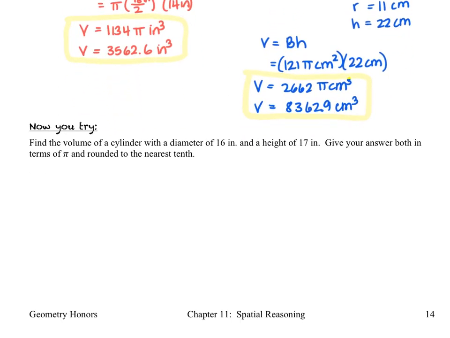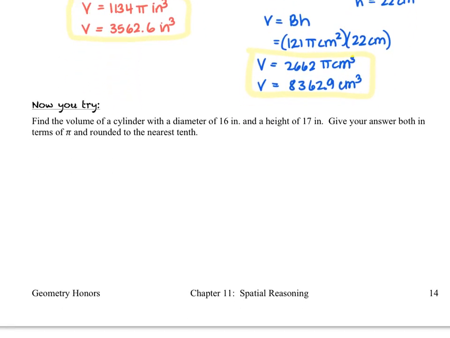Next, you have a now you try to work on. And you can draw a diagram if you want to. You don't have to if you don't want to. But turn the video back on when you're ready to check your answers. And just a quick reminder, you're going to have two answers, one answer in terms of pi and the other one rounded to the nearest tenth. See you back in a minute.